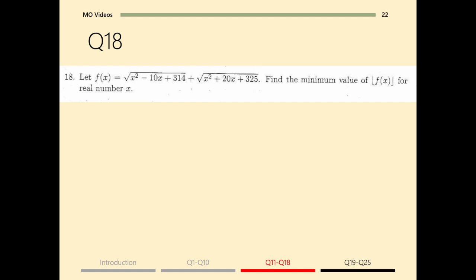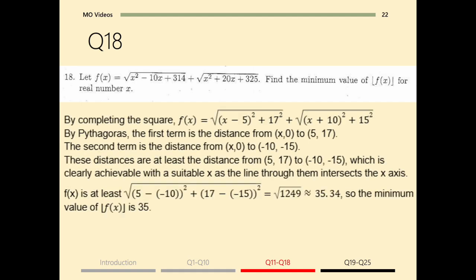Question 18. Feel free to pause and solve. We can complete the square, which makes the square roots look like the distance between 2 points. So f(x) can be expressed as the distance from (5, 17) to (x, 0) to (negative 10, negative 15).